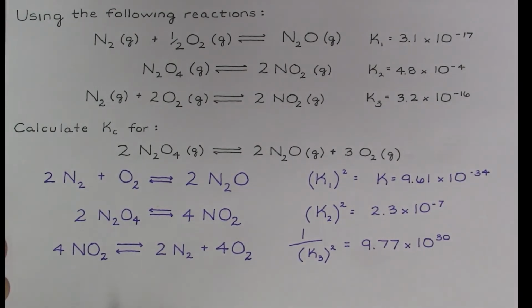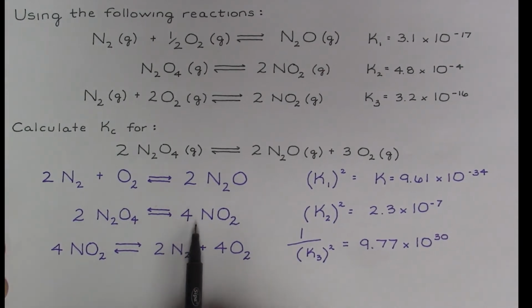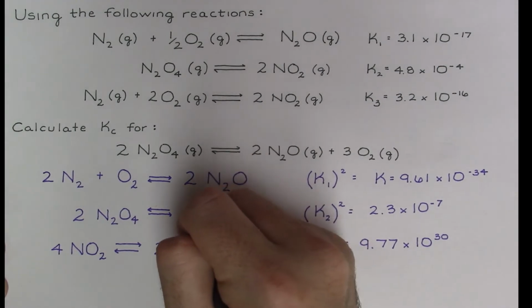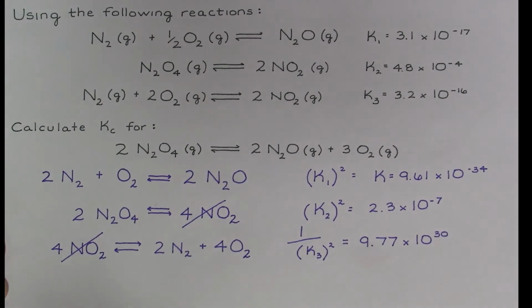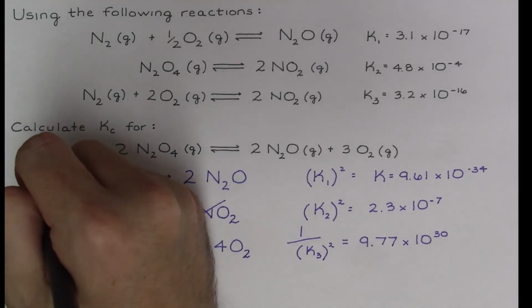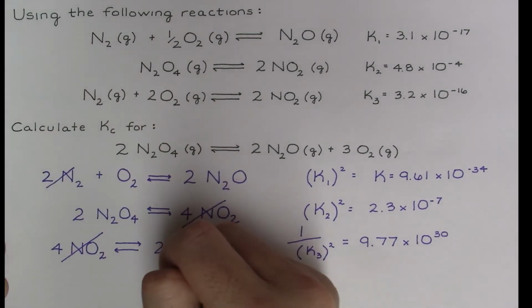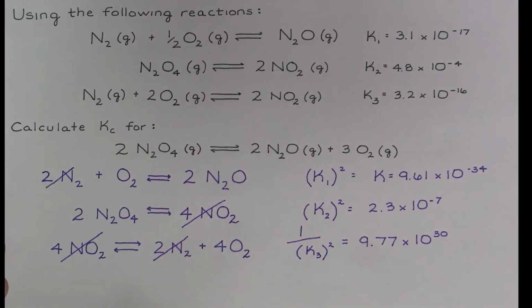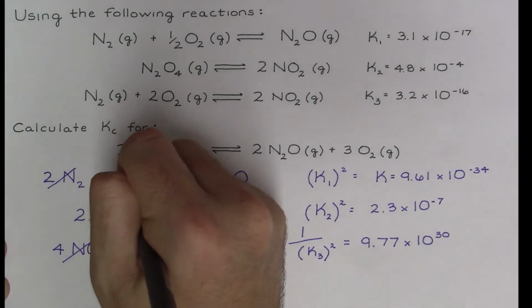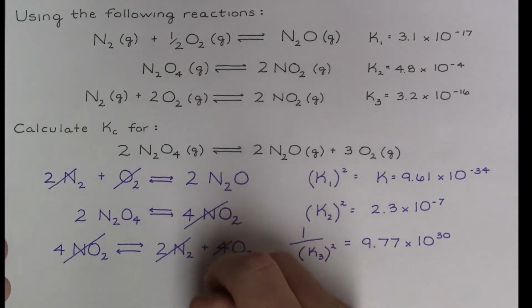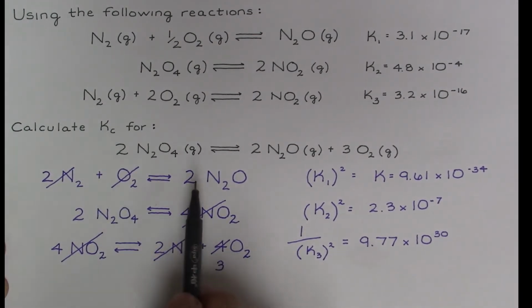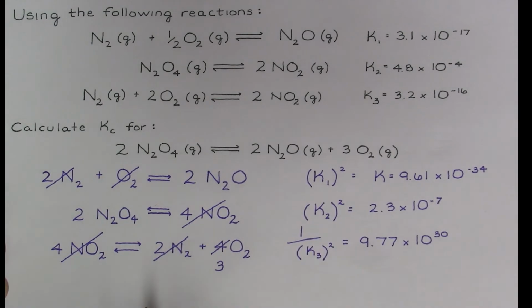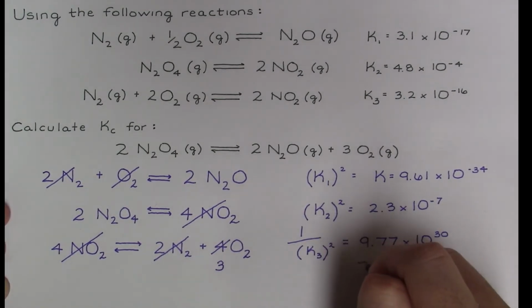So now I must verify that I have my overall equation. So let's look for things to cancel. My NO2s will cancel. I have 4 on the product side and 4 on the reactant side of another reaction. I also have 2 nitrogens on each side. Those can cancel. And then finally, I have 1 oxygen in my first reaction. I have 4 in the products of my last reaction, so I will get rid of 1, leaving 3 in the product side.